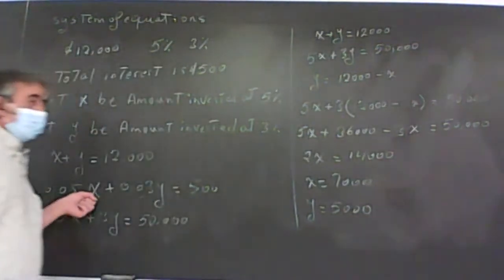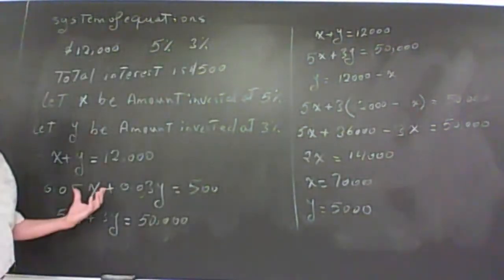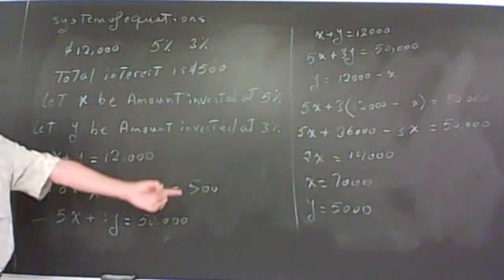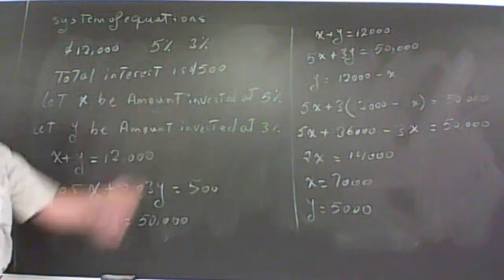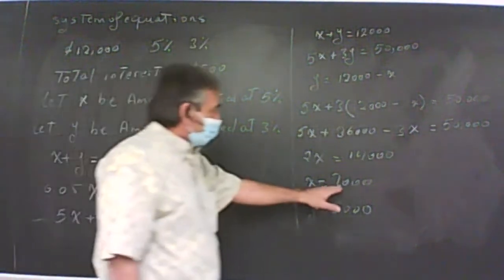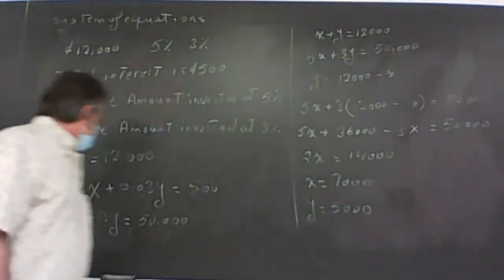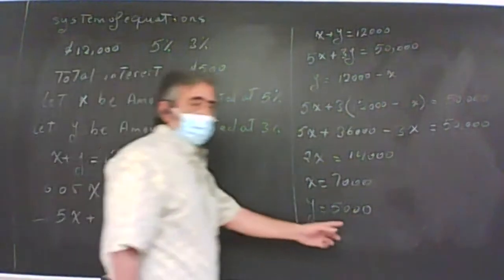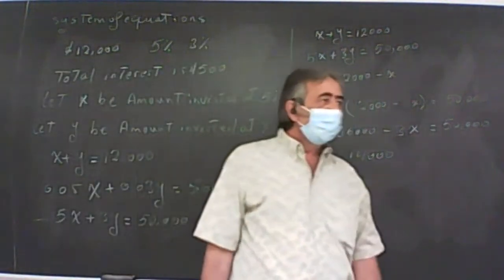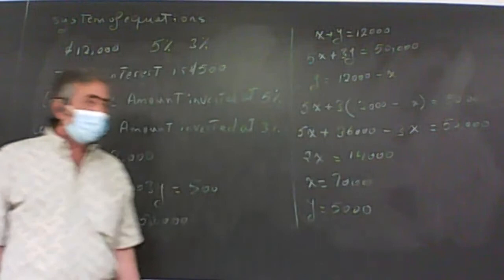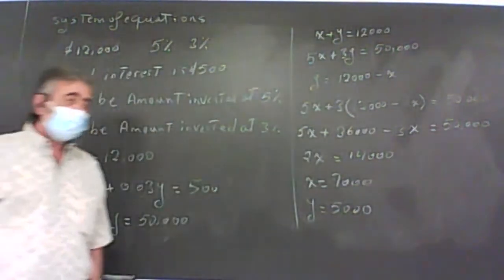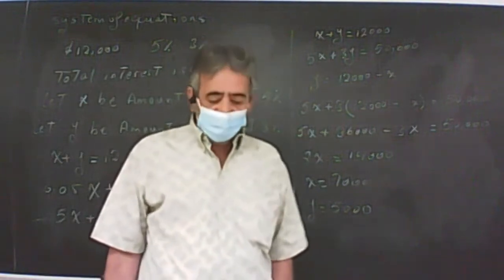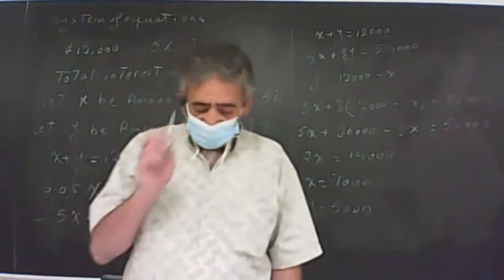We're going to check it in this equation, yes? Why do I want to check it in this equation? Because that's the interest equation, right? I want to see if I get interest on those, do I get $500 at the end of the year? So 5% of 7,000 is 350, yes? And 3% of 5,000 is 150, and 350 plus 150 is 500. So my answers are correct. Yeah, easy enough?